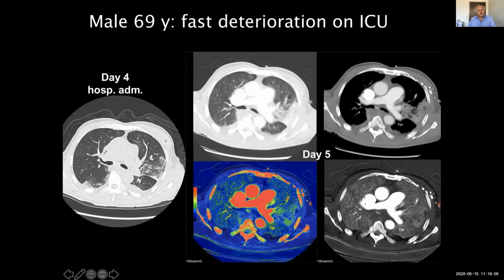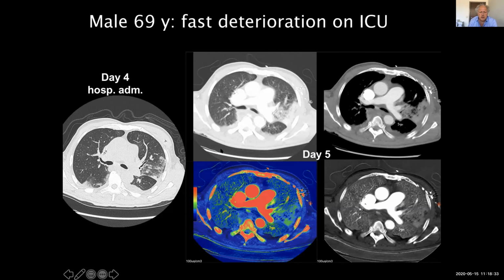This is another patient, a male of 69 years old. He came into the hospital and the lung disease seemed quite okay. So he had here some ground glass opacities, maybe some consolidation. And the day afterwards, he really deteriorated. Oxygenation dropped. And you see that the consolidation is progressing here. This is consolidation. This is a little bit between ground glass and consolidation.